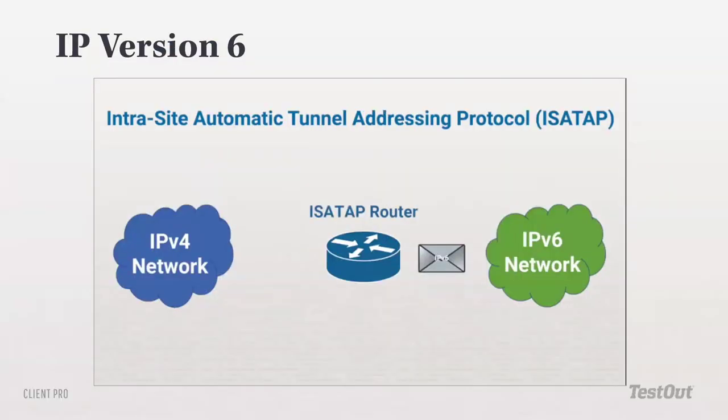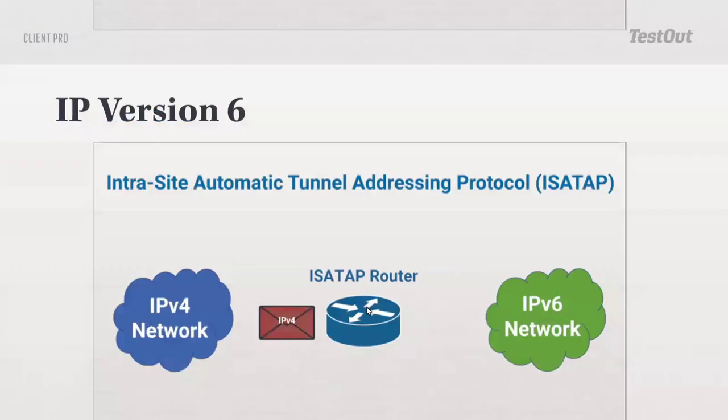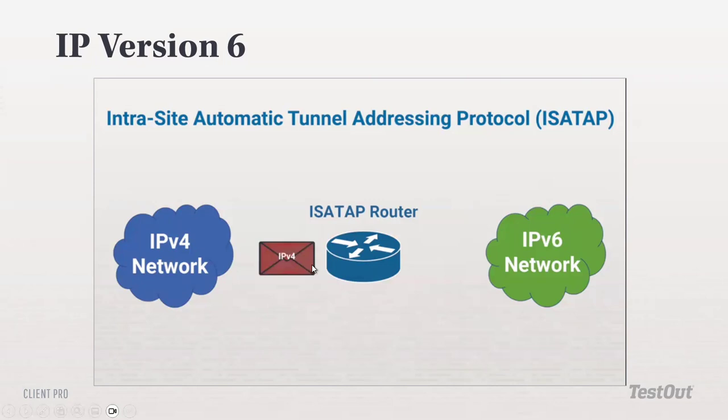There is also what's called an intra-site automatic tunnel addressing protocol, or ISATAP, and that allows for IPv6 network traffic to then be converted by the router into IPv4 traffic on the other side. So if you have a growing network, and part of it is running on the old protocol IPv4, and the other part is under IPv6, then you can still make that happen.